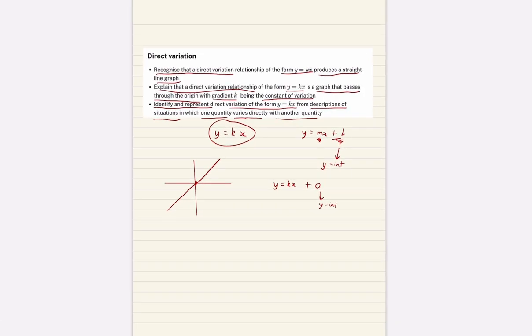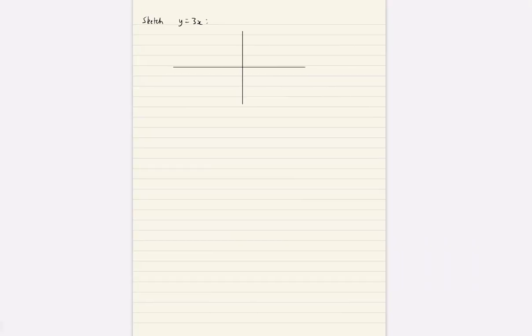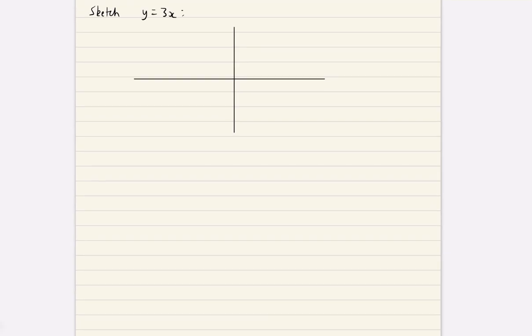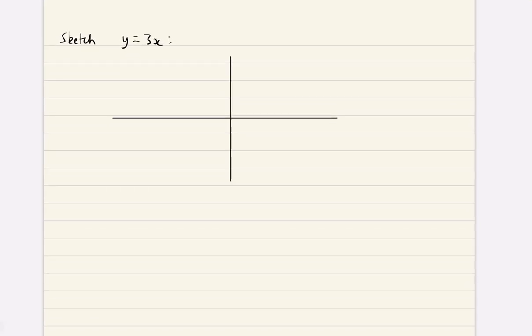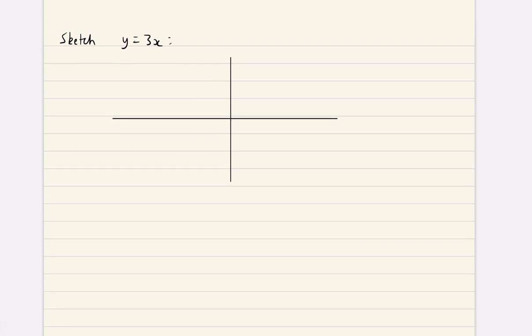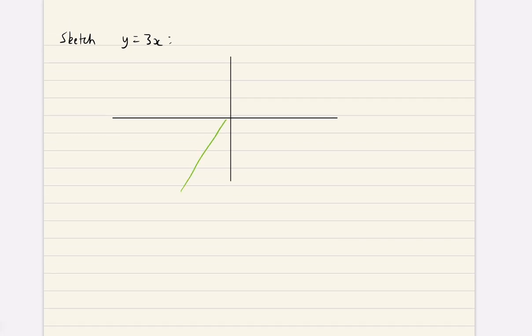Now we'll do a couple of examples. The first one here is just to sketch y equals 3x. So this is a direct variation question. It's nothing complicated at all. Of course y equals 3x is just going to be a straight line going through the origin at a relatively steep angle, and it's got a positive slope, so it's going to be going up and to the right. So that is y equals 3x.